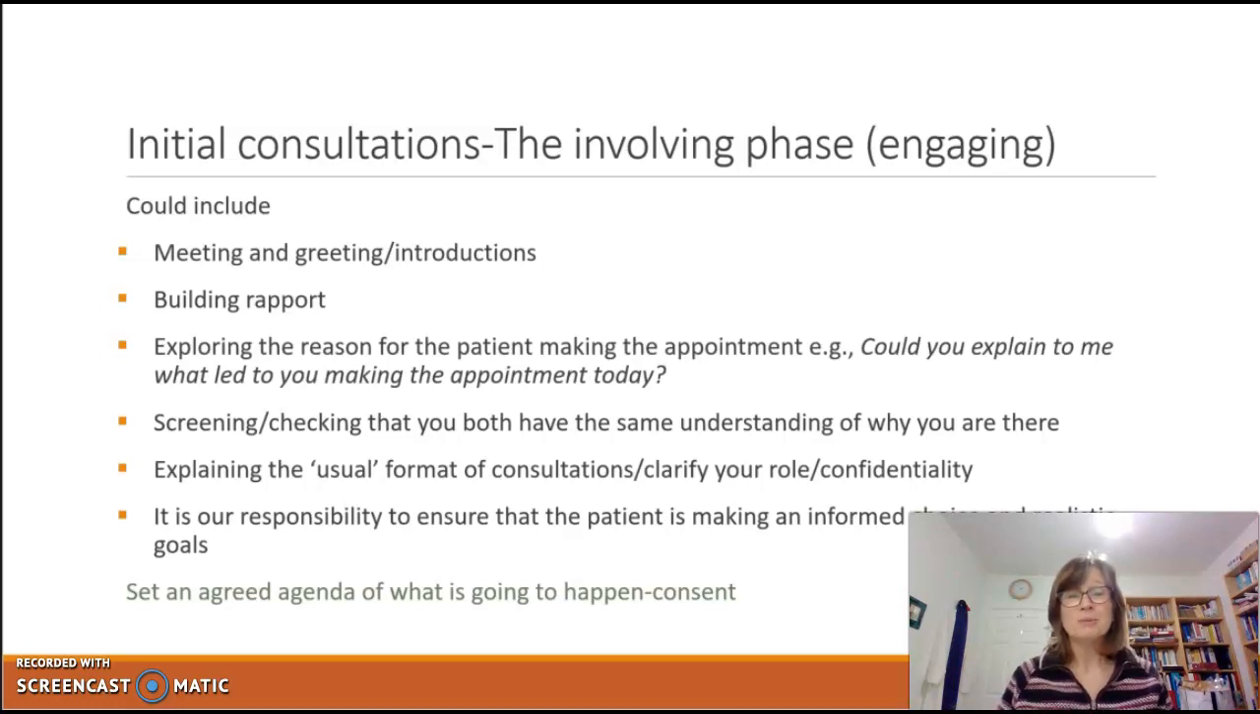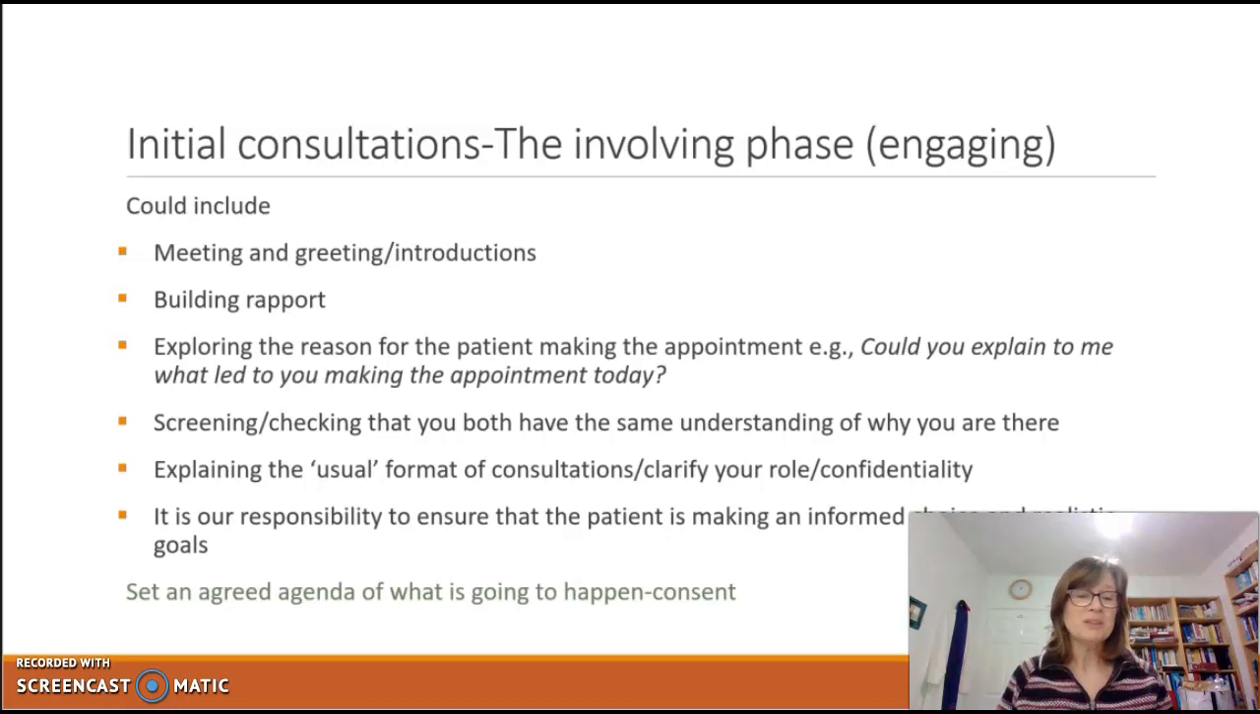Could they explain to you what's led up to that appointment today? So you've got all that background. And part of this also is screening or checking: the reason for asking them to explain is to get their perspective, but also to check that your understanding is the same. And believe me, there are plenty of cases where you've received a referral that says one thing, but the patient comes expecting something else. So it's really important that we check that out right at the beginning.